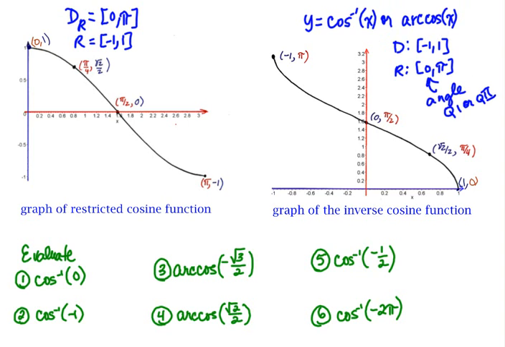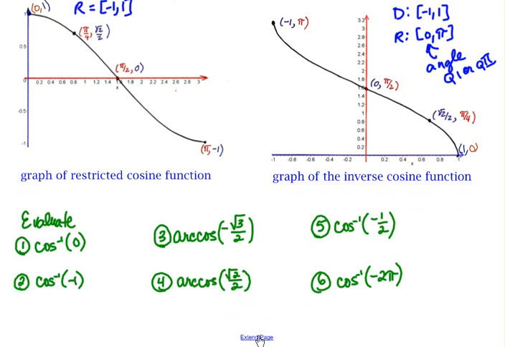If the input is positive, our output is going to be an angle in quadrant 1. If our input is negative, it's going to be an angle in quadrant 2. So that might help you as well. Quadrant 1 angles are going to have a positive input, and quadrant 2 angles will have a negative input, again, as long as they're between negative 1 and 1.